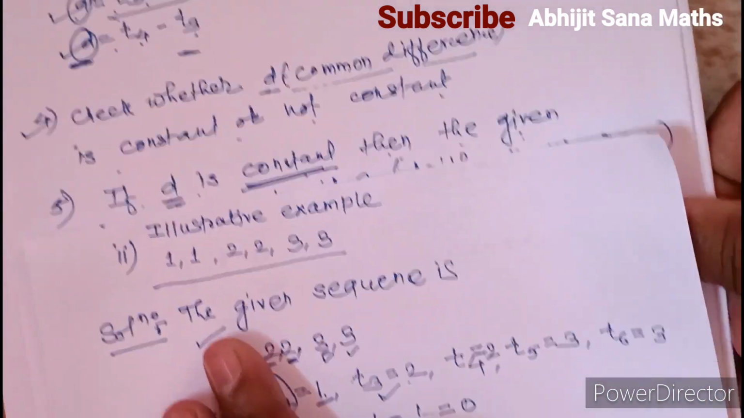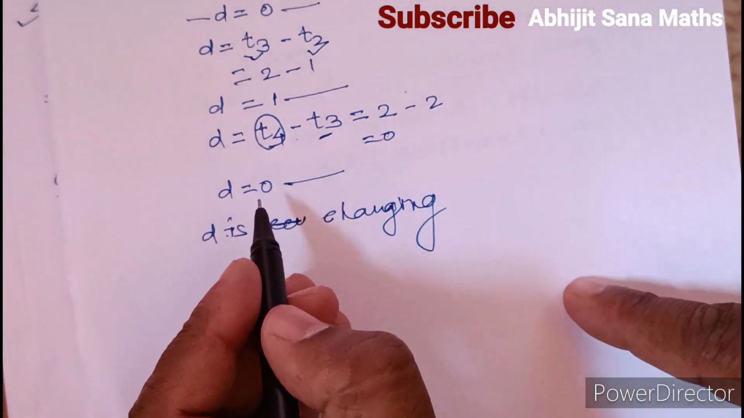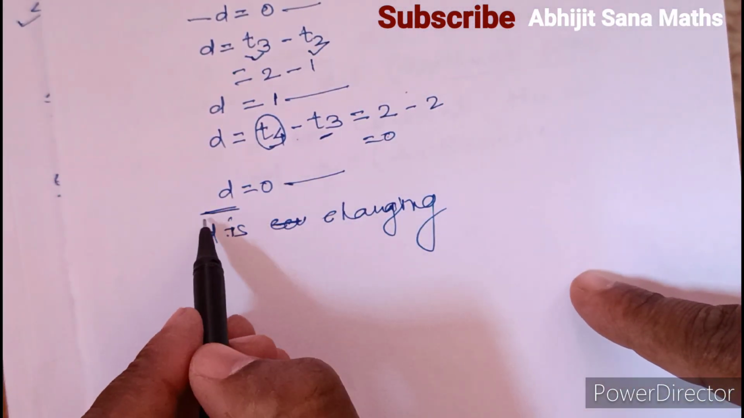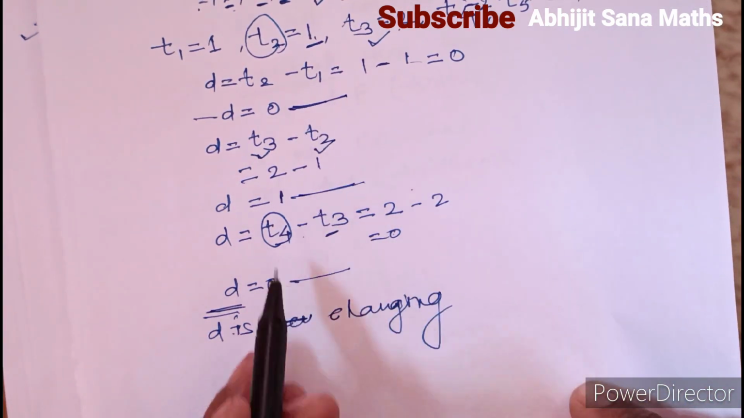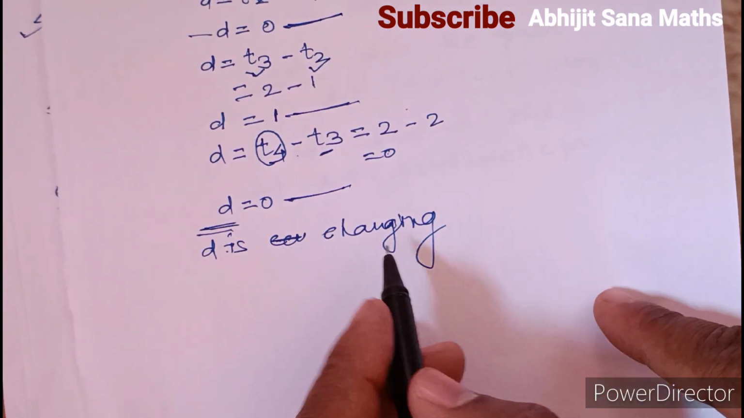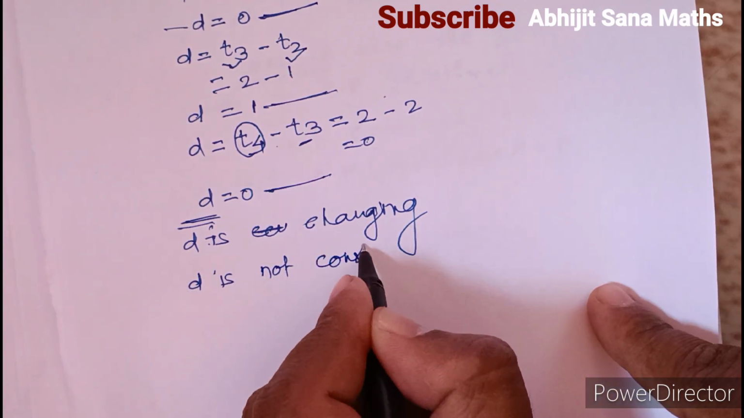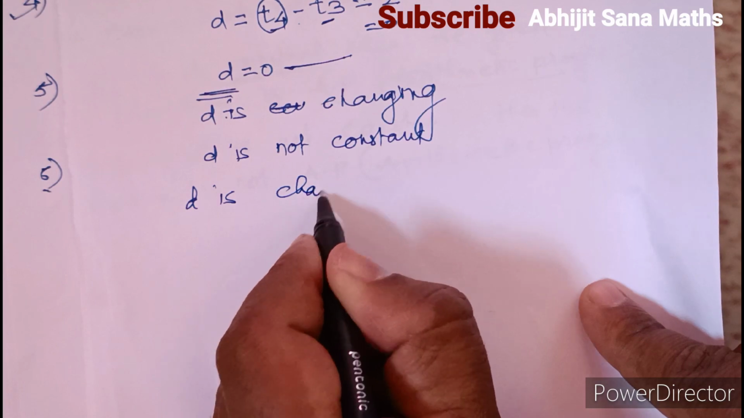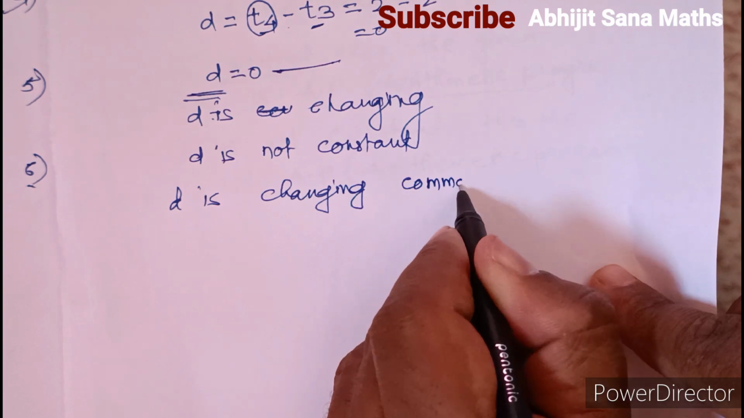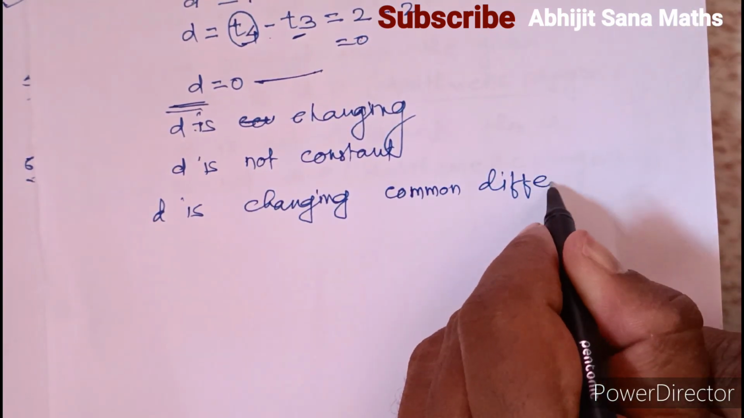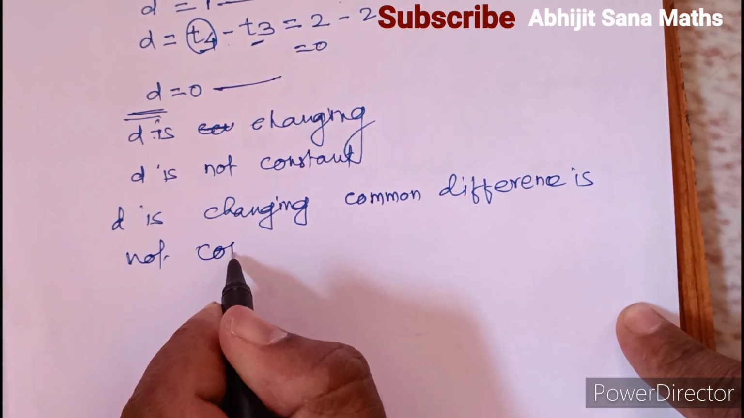Therefore here check whether the common difference is constant or not. Here we found that the common difference, that is D, is changing. Here comes 1, 0, here comes 0, here comes 1, here comes 0, means D is not constant. Therefore D is not constant, D is changing, means common difference is not constant.